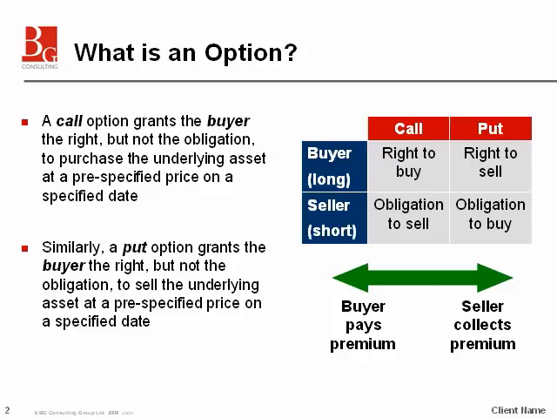A call option grants the buyer the right to purchase the underlying asset at a pre-specified price, while a put option grants the buyer the right to sell the underlying asset at a pre-specified price. If exercised, the contractual obligations of an option can be settled by either physical delivery of the underlying asset or simply in cash.